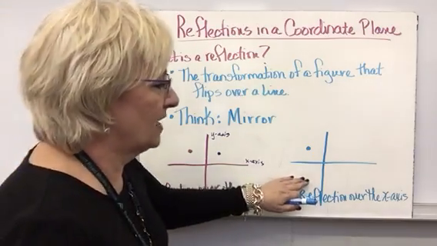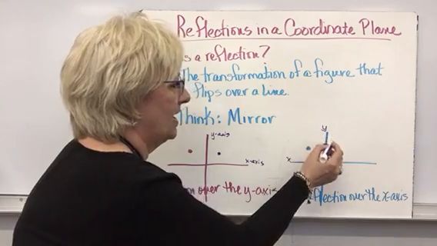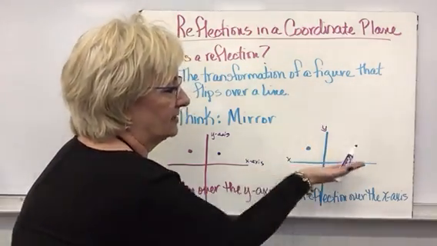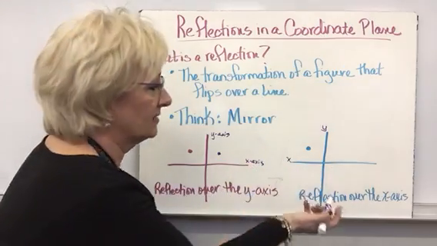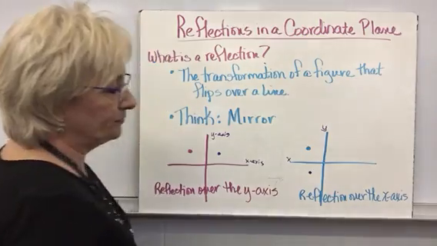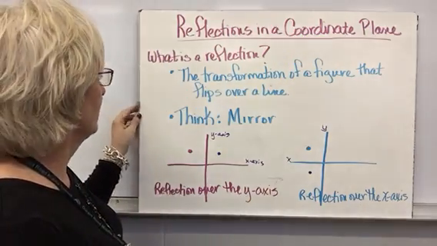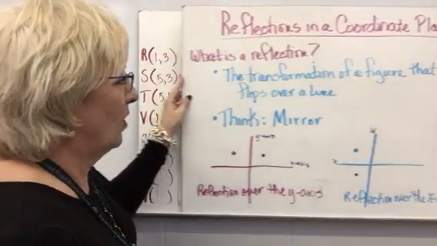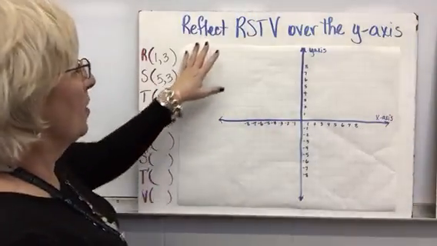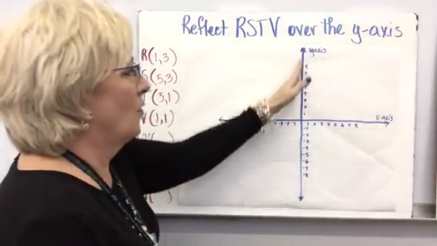If I want to reflect something over the x-axis, don't forget this is the x-axis and this is your y. I'm not reflecting over the y anymore, I'm reflecting it over the x-axis, so it's like folding my paper at the x-axis, and it would be somewhere over here in this vicinity. So that's what it would look like as a reflection. Let's take some points and flip them. First of all, we want to reflect RSTV over the y-axis.